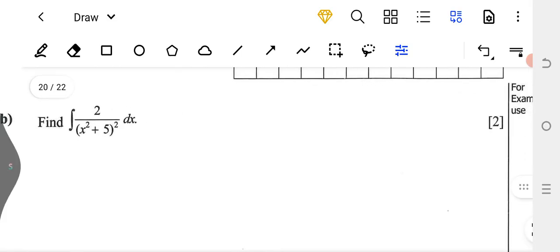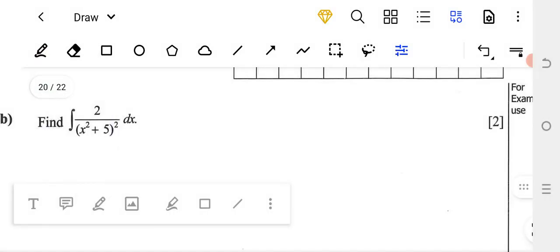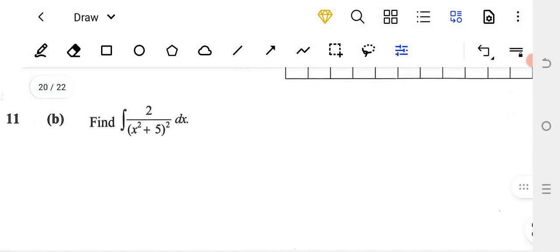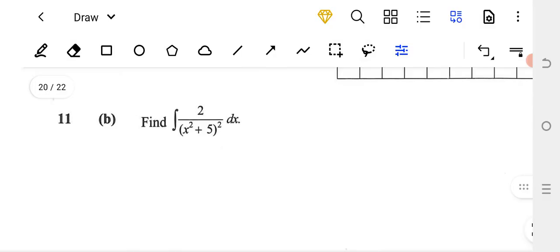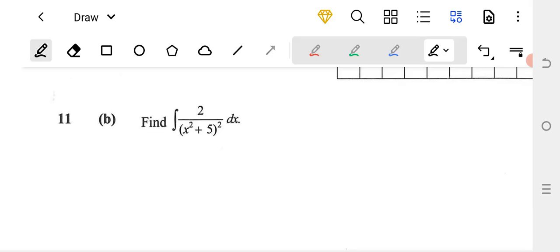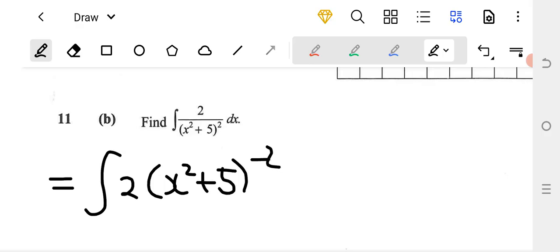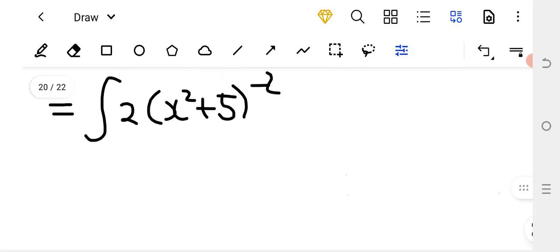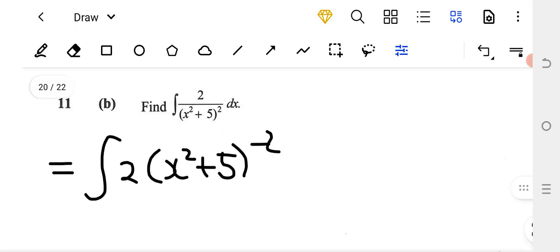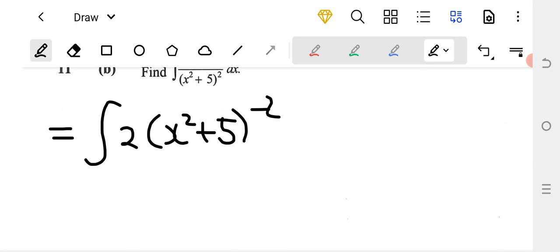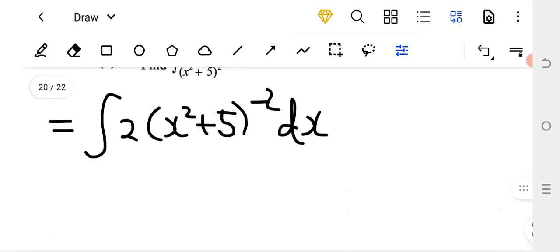Then this question was only carrying 2 marks, but ECZ made a mistake for this question. It was actually supposed to be integration using the u substitution. But to integrate such a thing, the only way we would do it is using an A-level method. So using the A-level method, it would look like this, is equal to the integral of 2 multiplied by x squared plus 5 to the power negative 2, of course, dx.